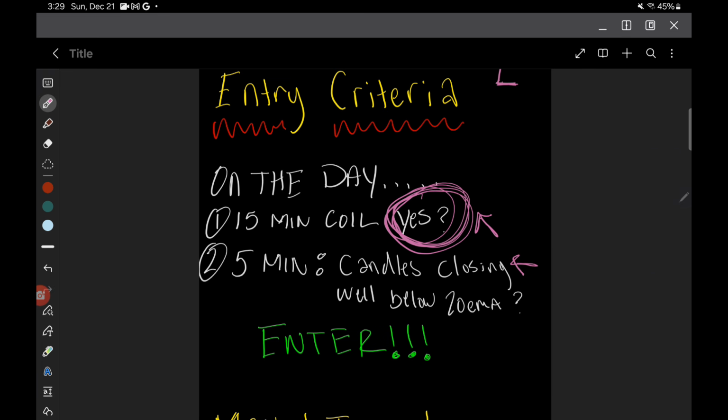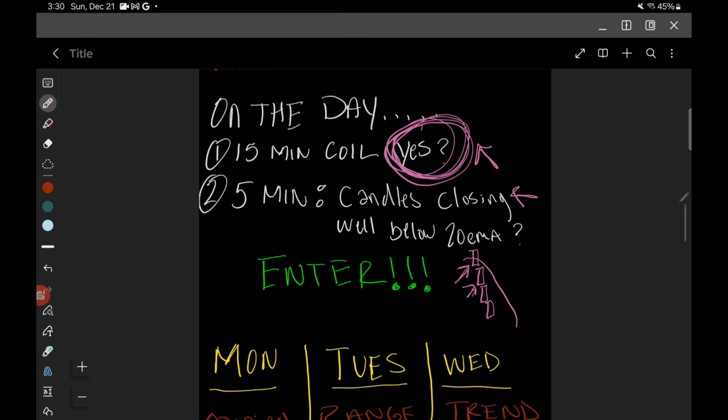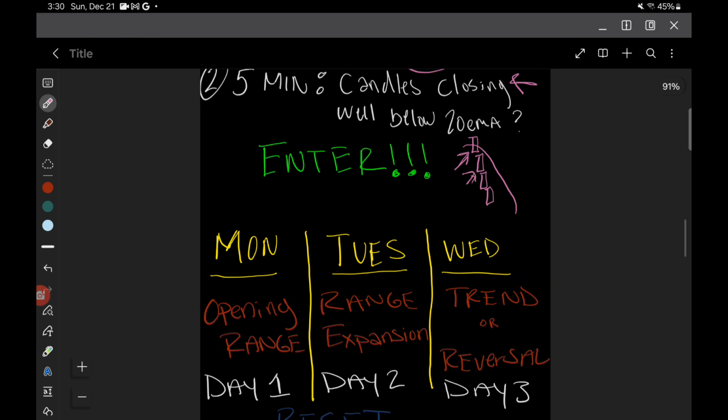After the 15-minute coil, you're looking on your 5-minute chart, and you want to see candles closing well below the EMA. So if this is your EMA and you're taking a pump and dump setup, you don't want to take a trade when the candle is just crossing. You want to take your trades well below the EMA. You want those candles to be closing well below the EMA. So that's the entry criteria. Now, after you got those candles closing well above or below that EMA, you just enter, no hesitation.